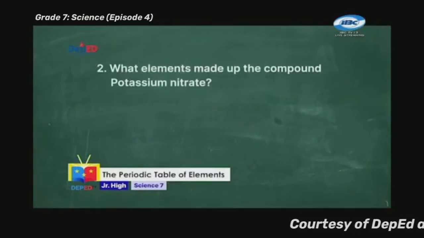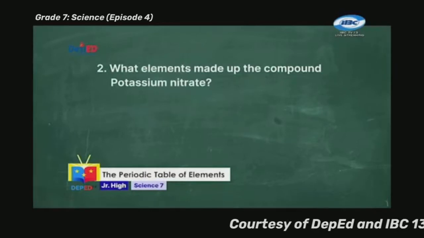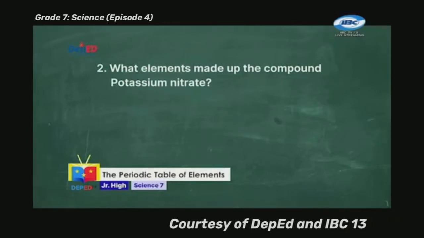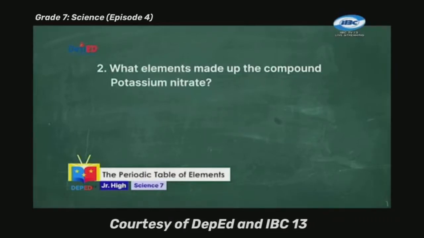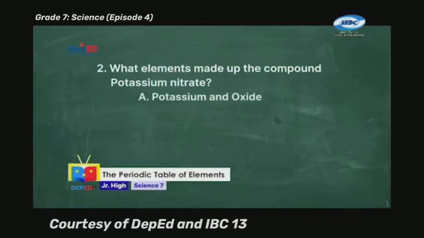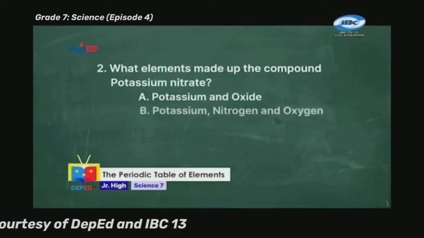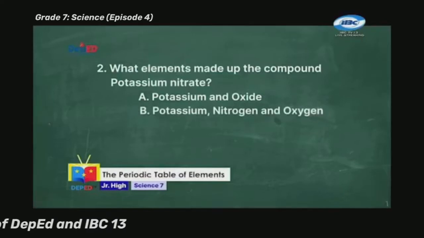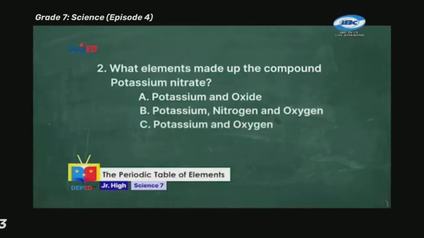Number 2. What elements made up the compound potassium nitrate? A. Potassium and oxide. B. Potassium, nitrogen, and oxygen. C. Potassium and oxygen. D. Potassium and potassium.